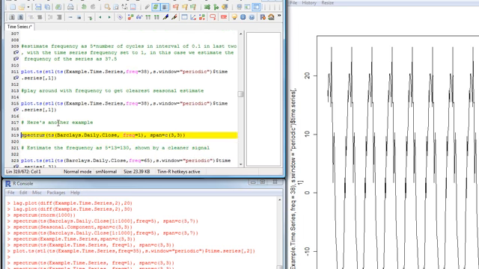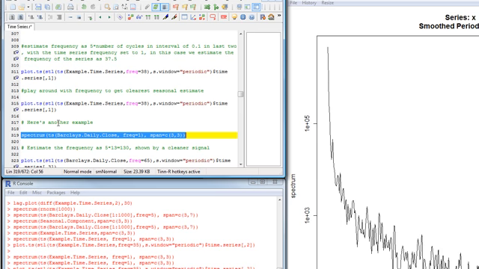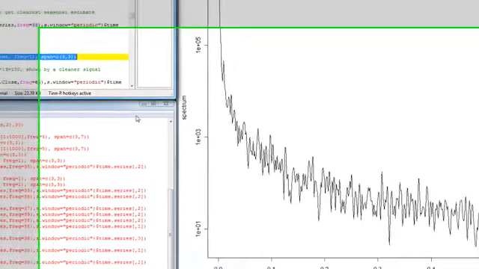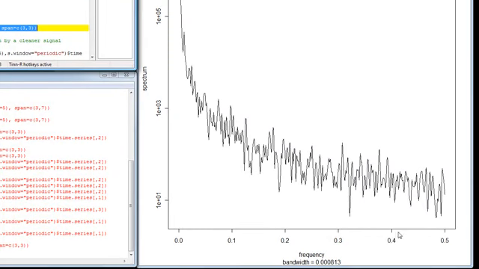And let's do this with another example. So here we're going to look at Barclays closing price data. Okay, there's a smooth periodic. Okay, let's count the number of peaks that we see between 0.4 and 0.5. And I make that as 13 peaks that I count there.